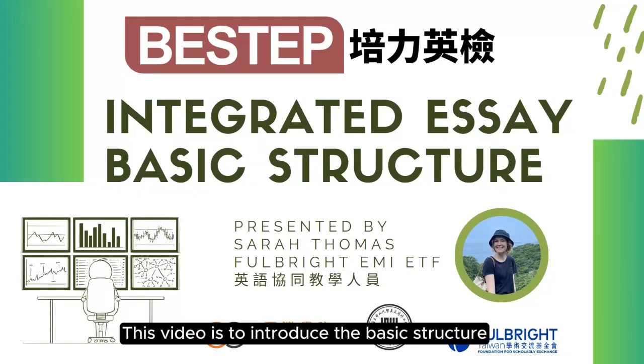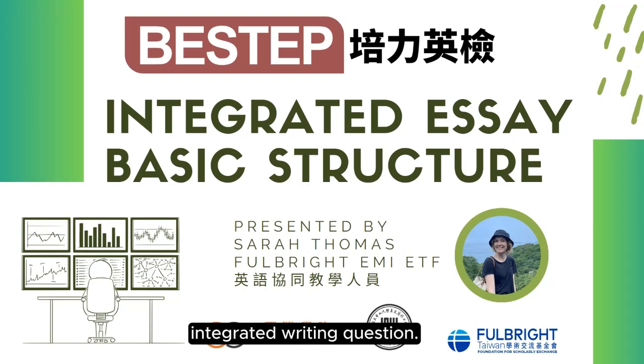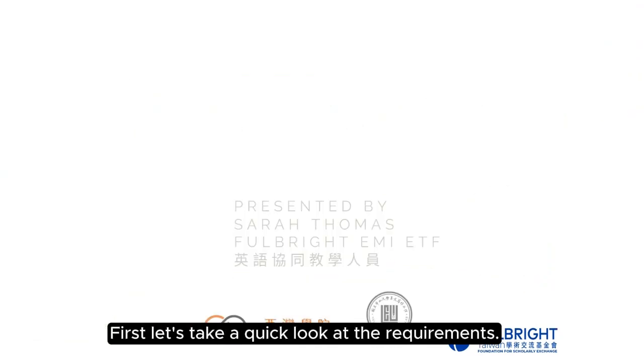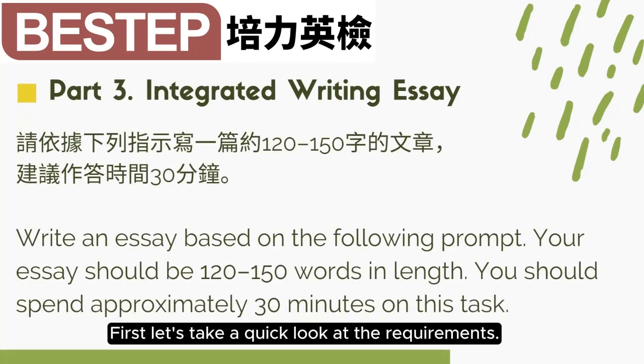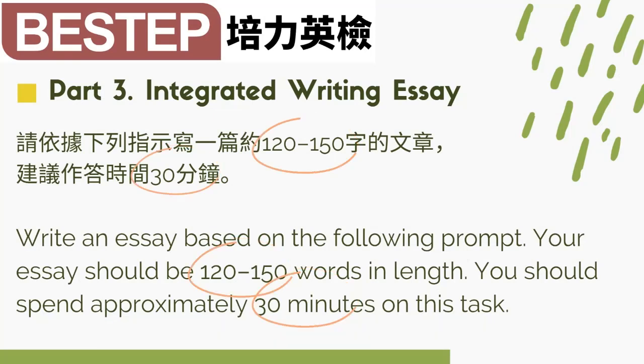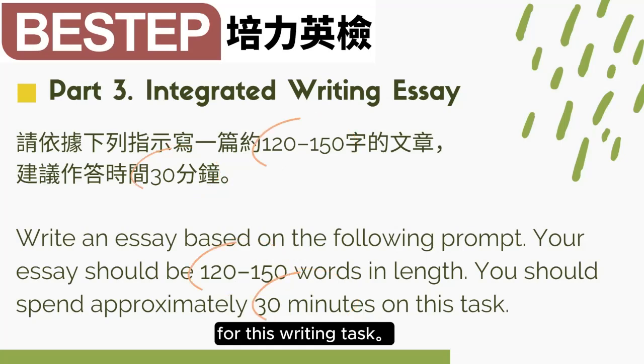Hello there! This video is to introduce the basic structure of how to write the BEST test of English Proficiency's integrated writing question. First, let's take a quick look at the requirements. This essay should be between 120 and 150 words, and you will have about 30 minutes for this writing task.